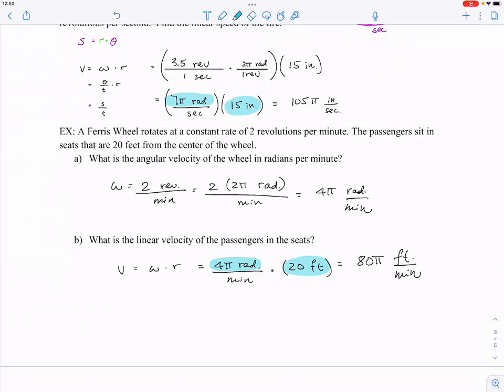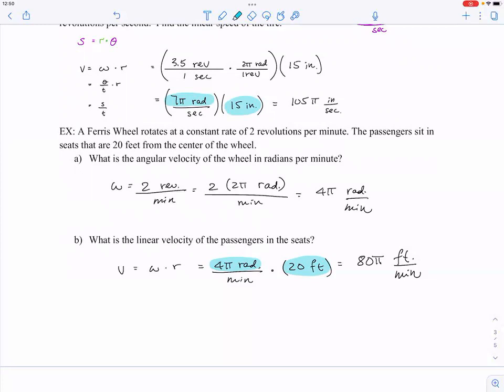20 feet from the center. Diameter is from the side to the other side. That's a diameter.